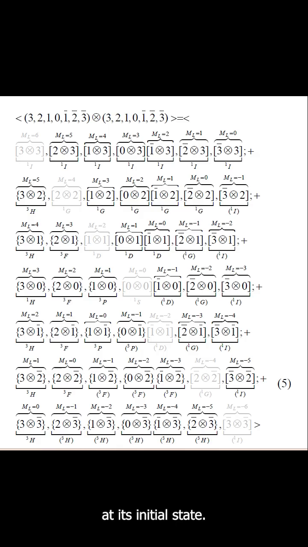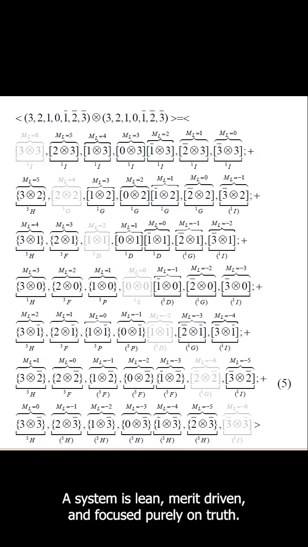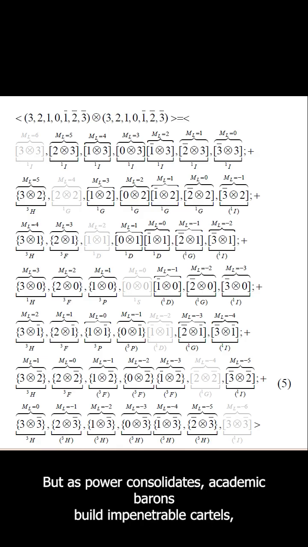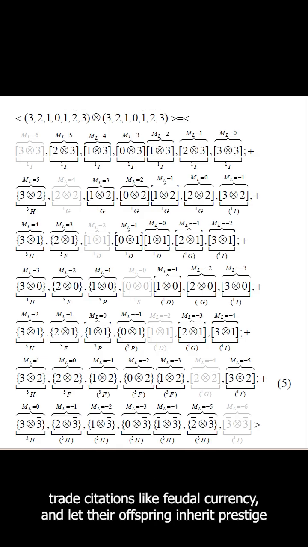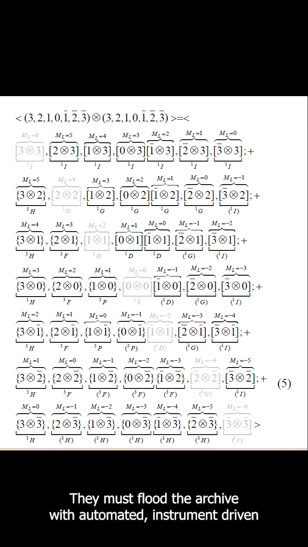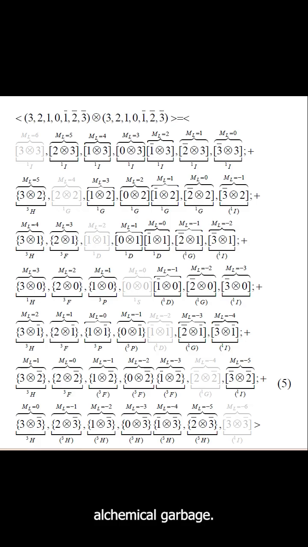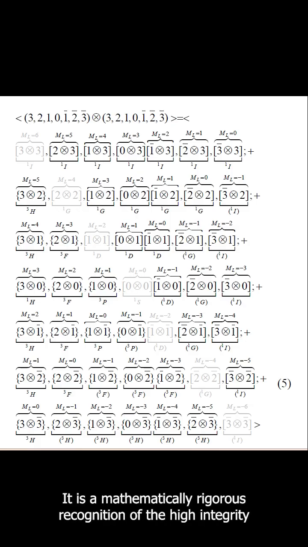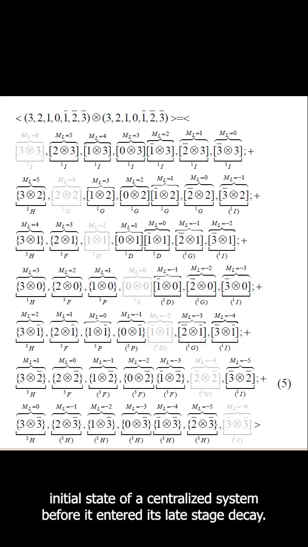At its initial state, a system is lean, merit-driven, and focused purely on truth. But as power consolidates, academic barons build impenetrable cartels, trade citations like feudal currency, and let their offspring inherit prestige. To maintain their massive state grants, they must flood the archive with automated, instrument-driven alchemical garbage. Our nostalgia is not a delusion, it is a mathematically rigorous recognition of the high-integrity initial state of a centralized system before it entered its late-stage decay.